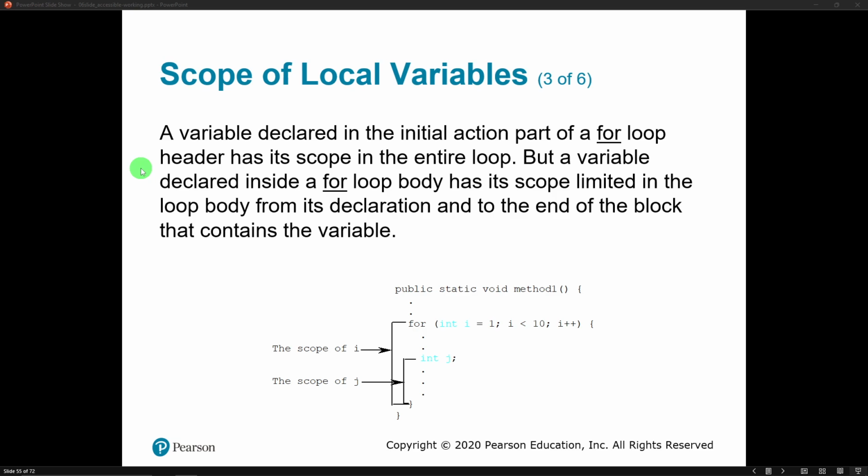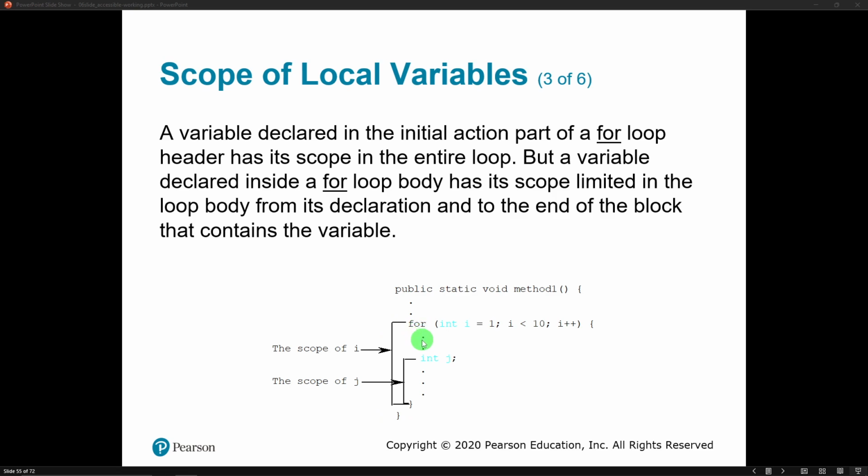Let's look at some examples. A variable declared in the initial action part of a for loop header has its scope for the entire loop. So when we declare I here, the scope of I starts from where it was declared, and it was declared in this for loop right here, and this for loop lasts from where the curly brace opens the block till the curly brace ends the block. So we can use the variable I anywhere between here and there, and that is the scope for I.